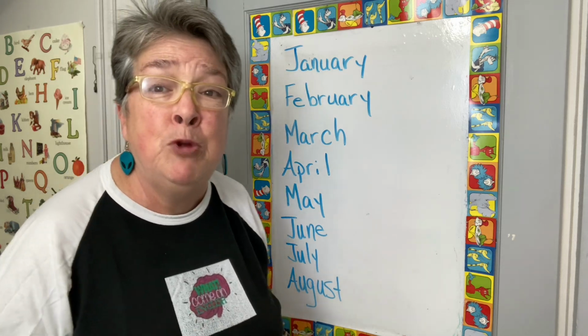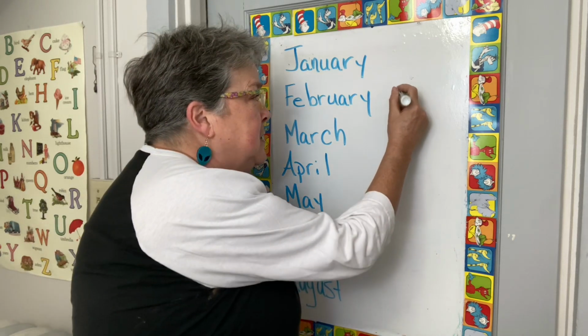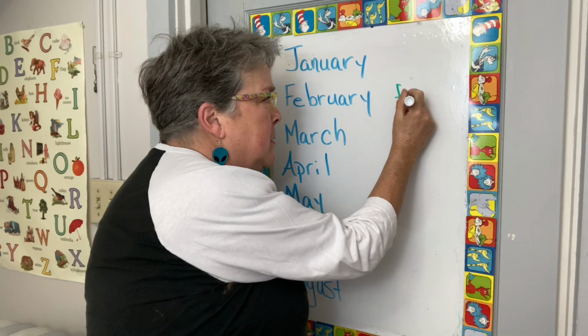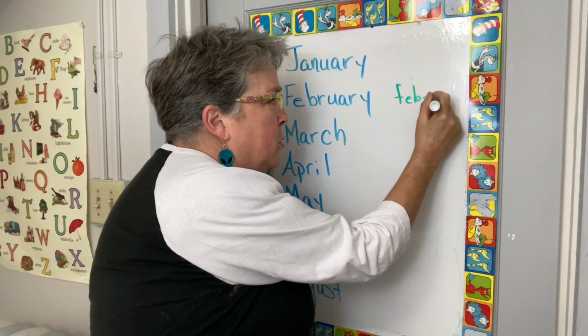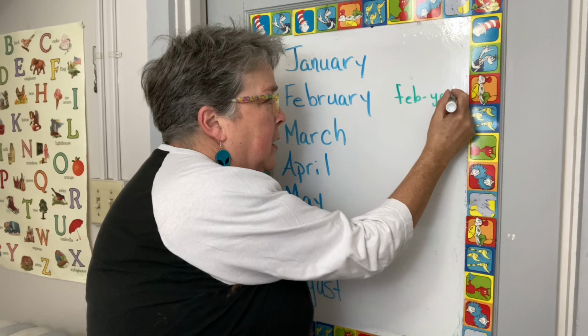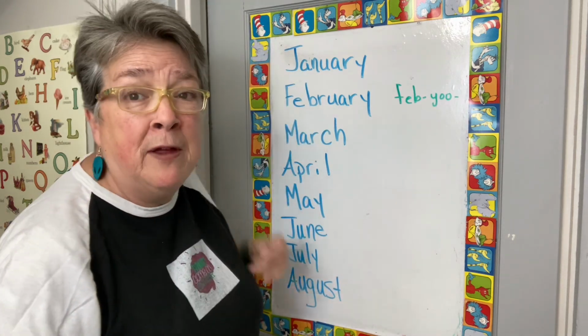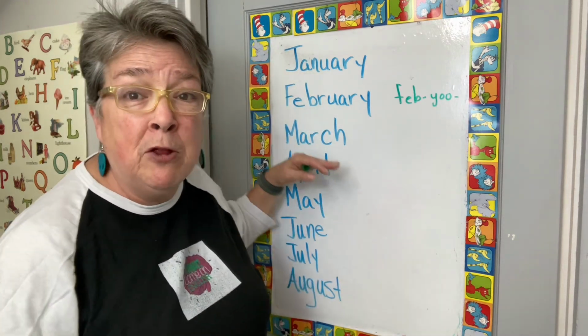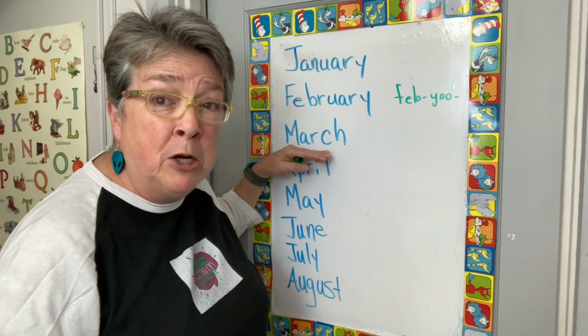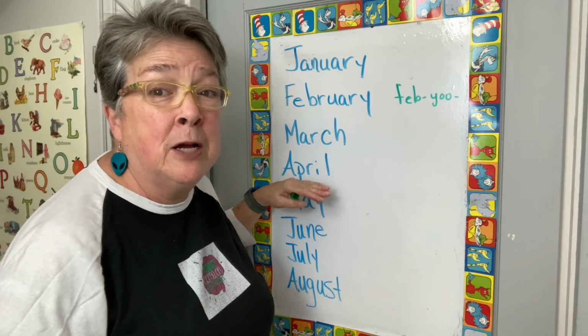February, February. We don't pronounce that first R. We say Feb-you, February. Okay, followed by March. March. Got it? Here comes April.